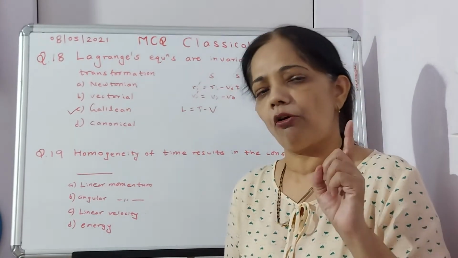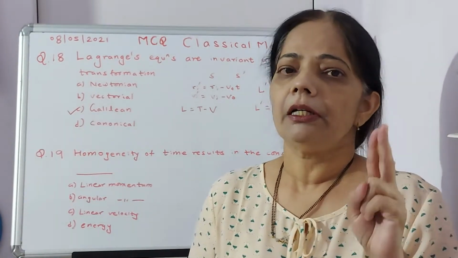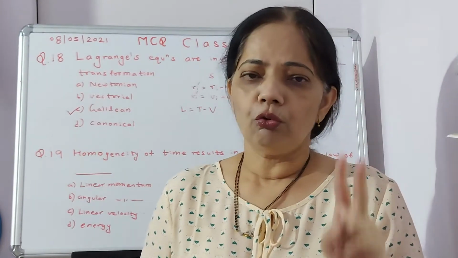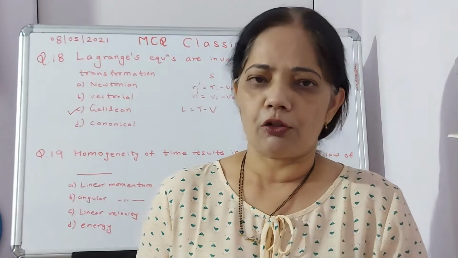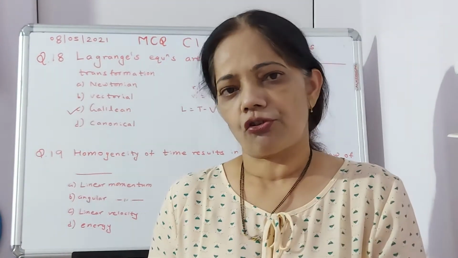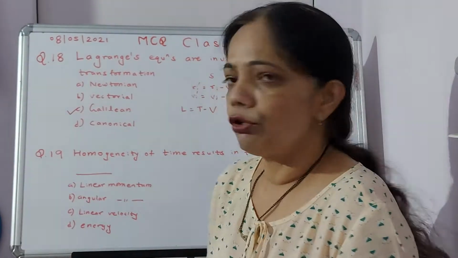Next question is, homogeneity of time results in the conservation of. Again, this is module 1. There are 3 symmetry laws, 2 on homogeneity and 1 on isotropy. Already we have discussed one question. So this is the second question, homogeneity of time.